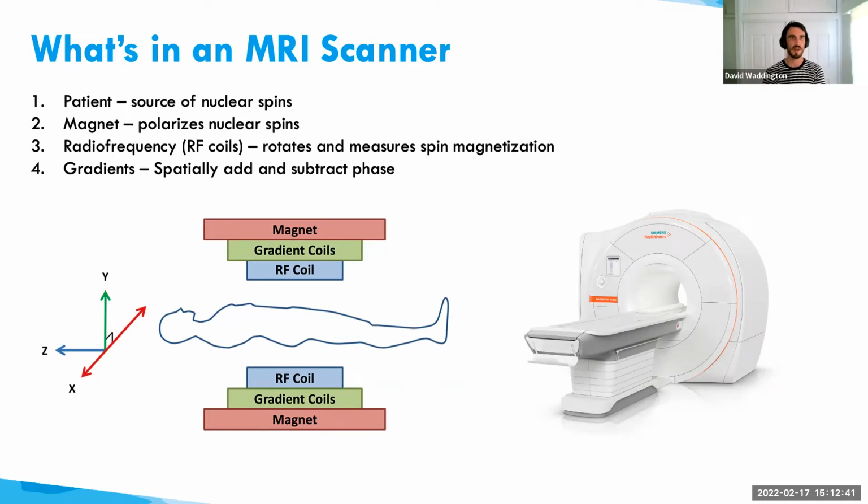Well, we really only have 4 things that go into an MRI scanner. We have a patient. They're the ones with all the water or the nuclei in them. We have the magnet, and that's the one that polarizes the nuclear spins, that magnetizes them. We then have radio frequency coils. So they're the thing that measures the magnetization. And then we have another thing that we call gradients. And what those gradients do is they can change the magnetic fields in space in different parts of your body.